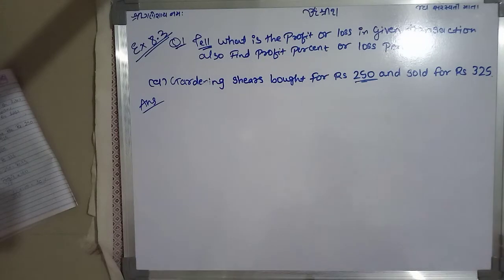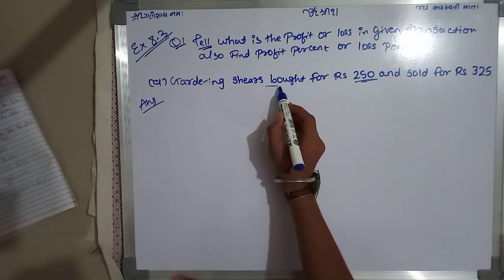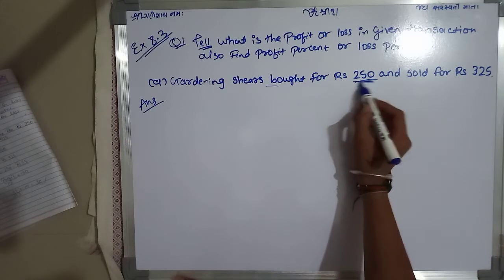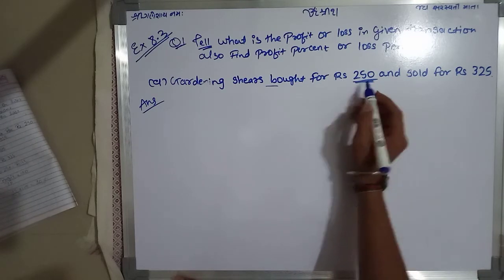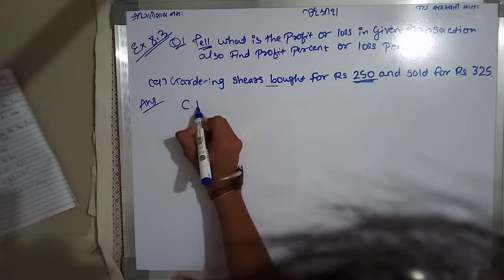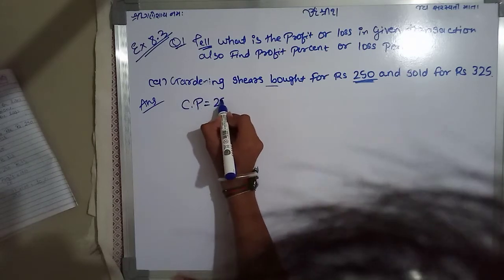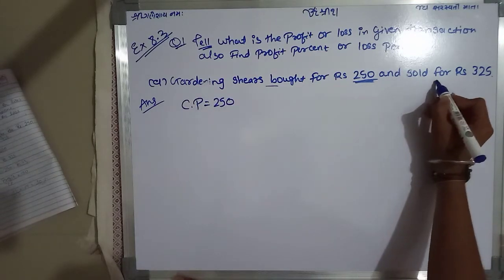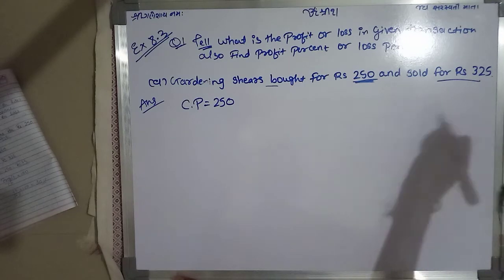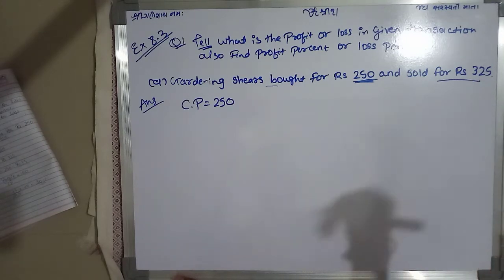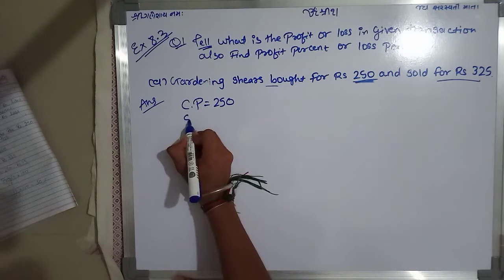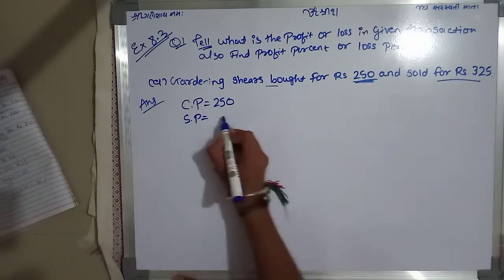Let us solve. In this, what is the cost price? The gardening shears are bought for rupees 250. Bought for rupees 250 means 250 is the cost price. So cost price means CP. 250 is CP. And sold for rupees 325. Sold means selling price, the price at which you sold something. So SP is 325.